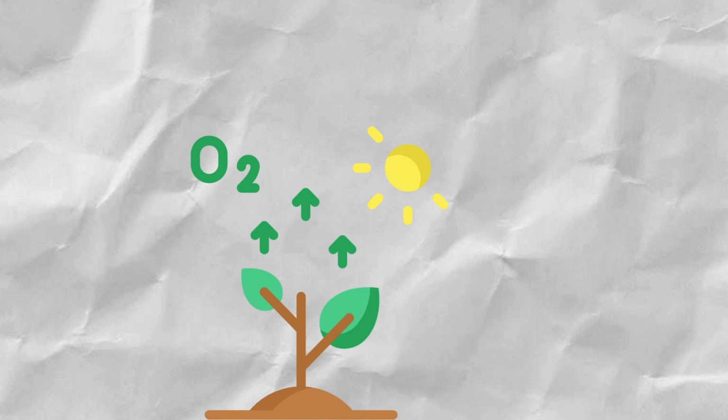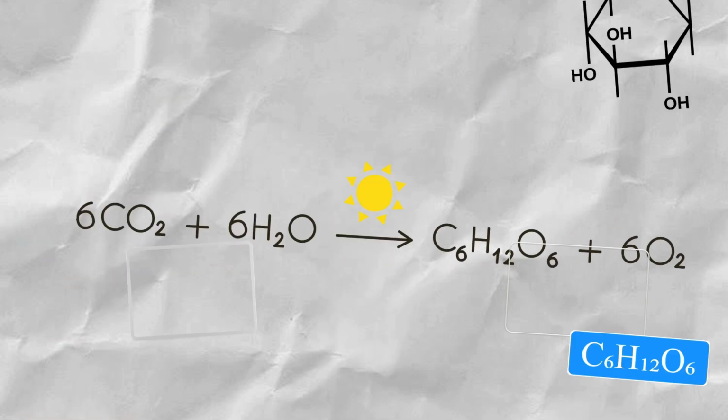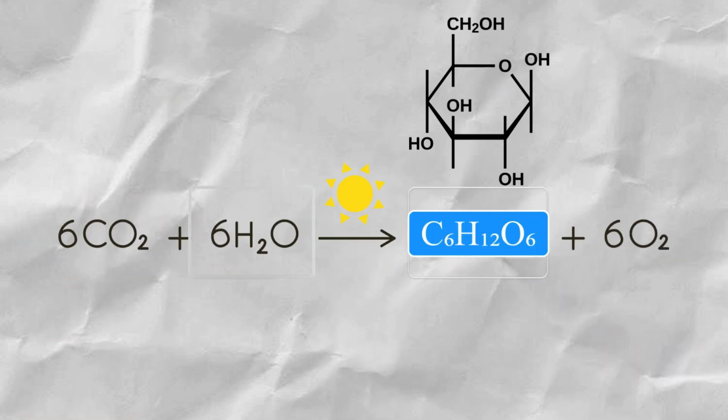Water molecules are split into oxygen and hydrogen. The oxygen is released into the air. Yes, that's the oxygen we breathe. Meanwhile, the hydrogen combines with carbon dioxide to form glucose, a type of sugar that plants use for energy.